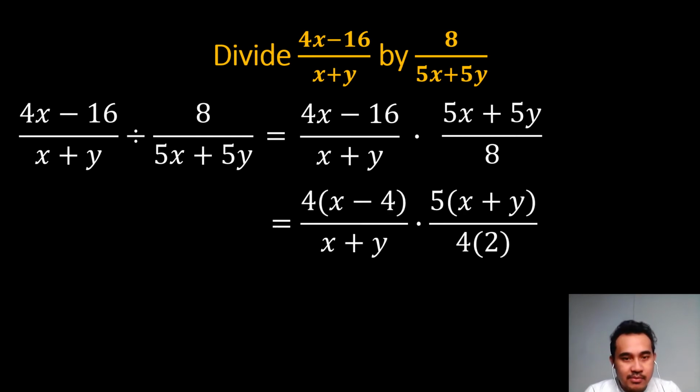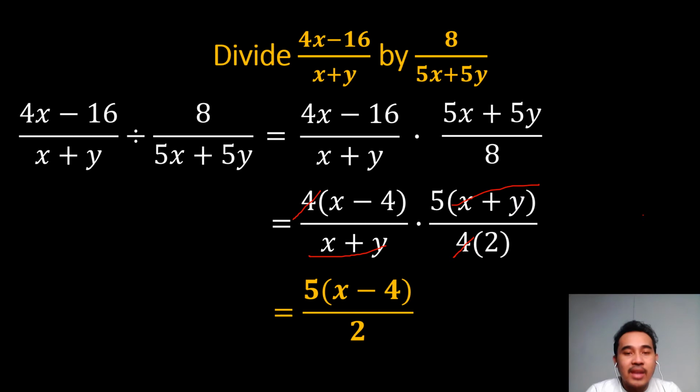Now, we use factoring. So common factoring: we have 4 times x minus 4 over x plus y, times 5 times x plus y over 4 times 2. Now, canceling the common factors. So we can cancel 4 here and 4 here, and then x plus y and x plus y here as well. Now, the product will lead you to 5 times x minus 4 all over 2.